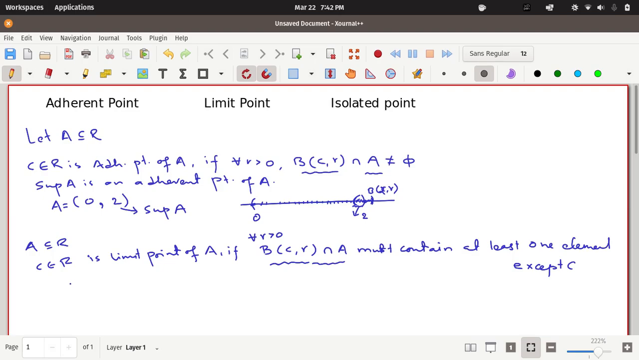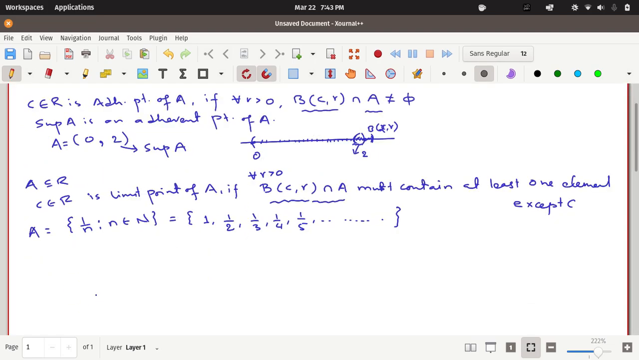So for this, let's consider the set 1/n such that n is a natural number. So this means we have the set 1, as we vary the value of n, we get 1. When n equals 2, we have 1/2, 1/3, 1/4. It keeps on decreasing, and it goes on. Let's say this set is A, and here we have 0 as a limit point of A.